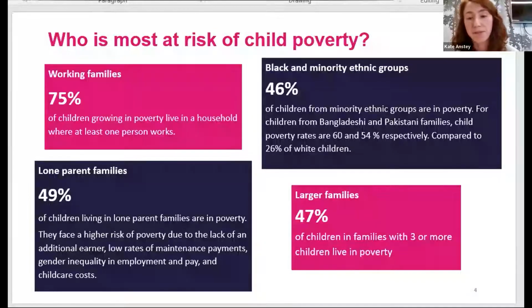And finally, larger families. Of course, there are higher costs associated with having more children, but there are also certain government policies that currently disadvantage families even more. For example, the two-child limit is a policy that restricts some benefit support to the first two children in a household, and third and subsequent children don't get access to some of that support. So that's one of the reasons why larger families are more at risk.